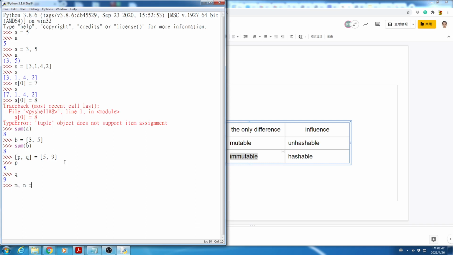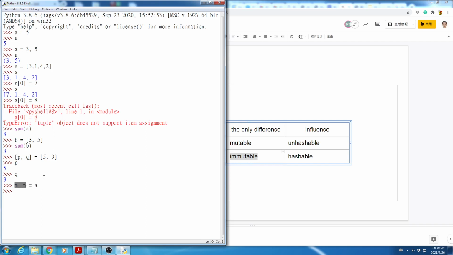N is equal to A. Can I assign the value of one variable to two variables? Can I do that? No? You don't think so? That's a very, very good guess, but that is wrong. All right, you can do that. You can assign the value of A to two variables.